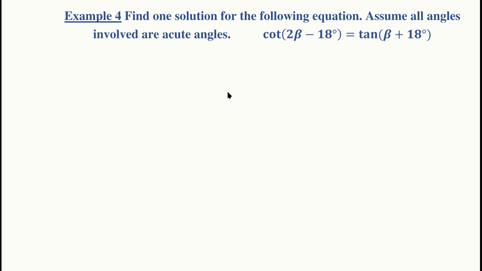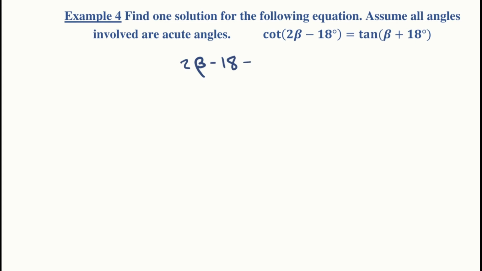All right, so notice that here cotangent and tangent are cofunctions. So that means if the cotangent of one angle equals the tangent of another angle, then those two angles should be complements, right? Which means they should add up to what? To 90, exactly. So here we have 2 beta minus 18. Remember, we'll leave out the degrees just during our computation.